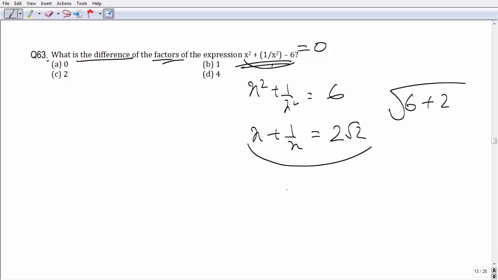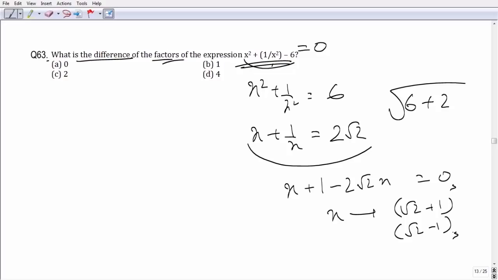Now, we can easily rewrite this whole equation as x square plus 1 minus 2 root 2x equals to 0. And from here, the value of x, the two factors of x, turns out to be root 2 plus 1 and root 2 minus 1. But since we are dealing with x to the power 4, there must be 4 roots. So for that we have to consider plus minus of each of these two roots.